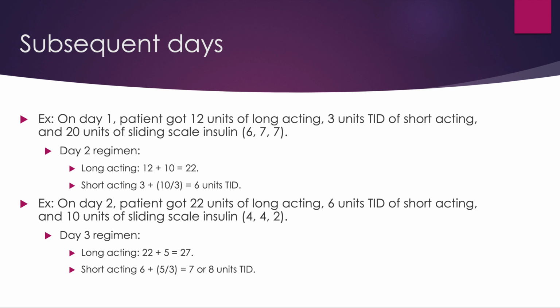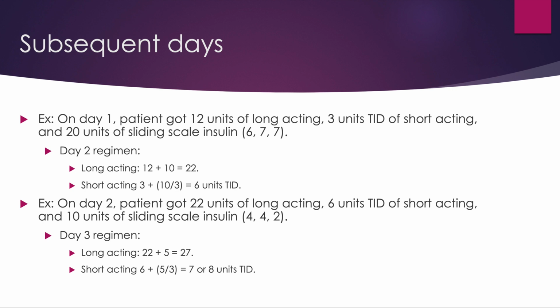For one more example, let's say you did not give any long-acting or short-acting insulin to the patient on day 1. If the patient is only on sliding scale insulin, and let's say the patient got 12 units of sliding scale insulin, then the way you would change that next day is that you split the 12 in half. So half of 12 is 6, so you're going to give 6 units as long-acting insulin, and the remaining 6 units you'll give TID as short-acting insulin, and 6 divided by 3 is 2, so you're going to give 2 units TID.